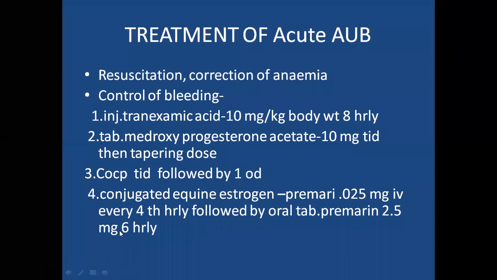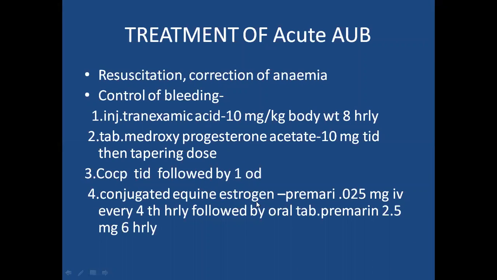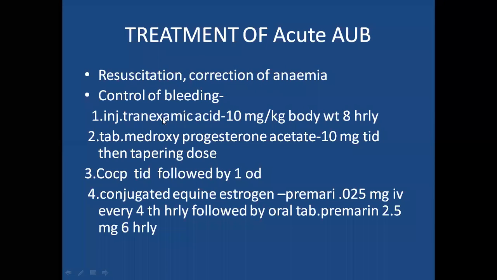Then conjugated equine estrogen injections are prescribed. That is injection Premarin 25 milligrams IV every 4th hourly, followed by oral tablet Premarin 2.5 milligrams 6th hourly. Out of all these, estrogen is most effective in control of bleeding, but we have not seen its use because we have not used these things. For an acute episode of bleeding, we can use tranexamic acid, progesterones. Then even if it is not controlled, you can use combined oral contraceptive pills.